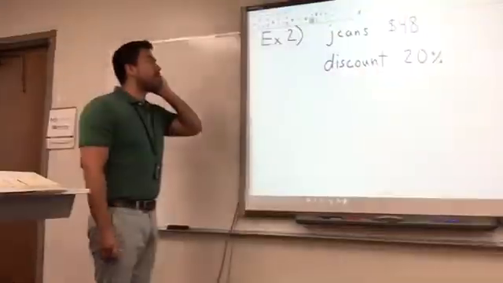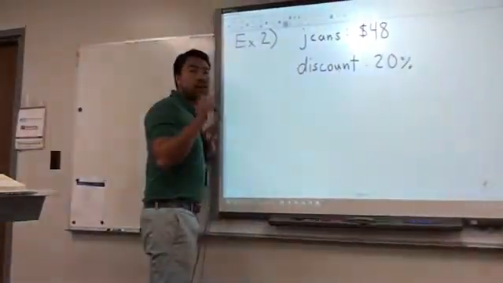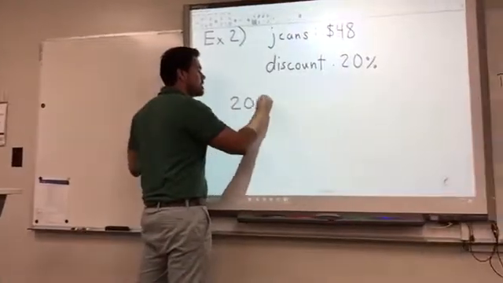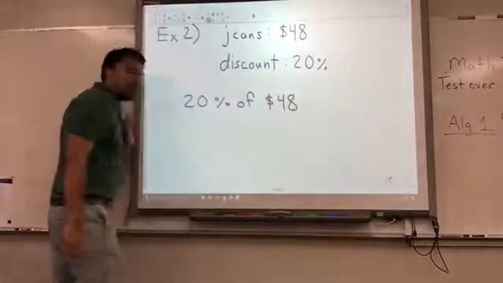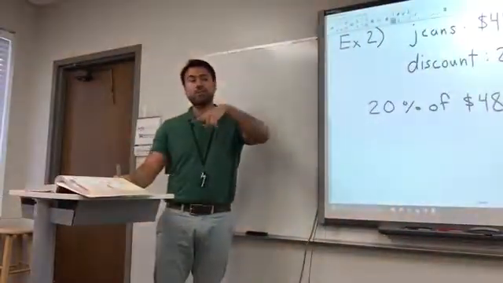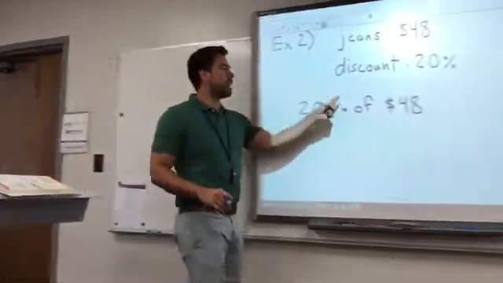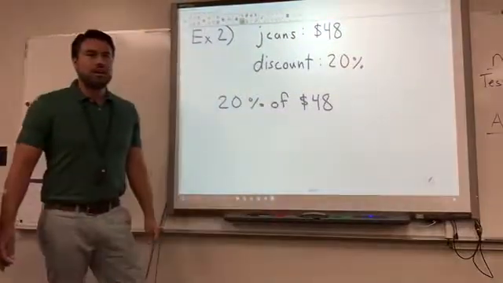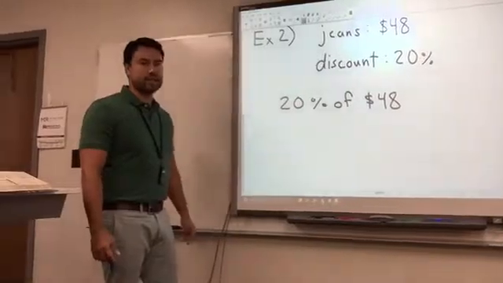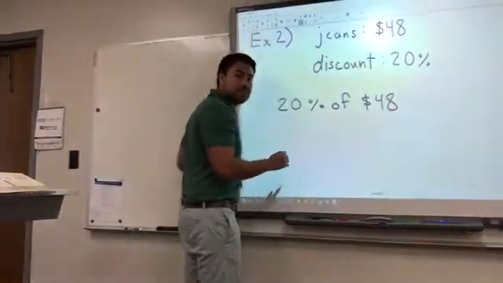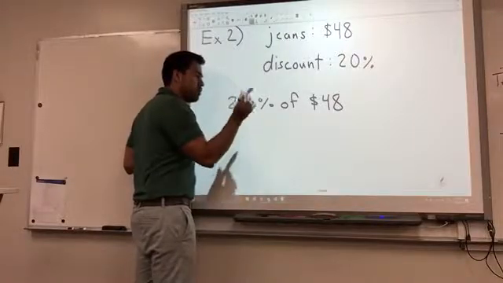All right, I want to find the discounted price. So I want to know what 20% of 48 is. Won't that tell me how much I save? If I find 20% of 48, that'll tell me how much money I save. So if I say 20% of $48, what can I do to rewrite that into a mathematical phrase? Claire? 20 over 100. Okay, you could do 20 over 100. You could do 0.2, either one. I'll leave that for now.